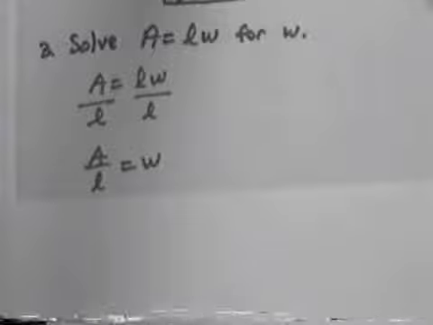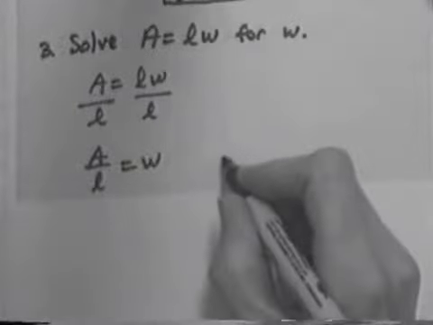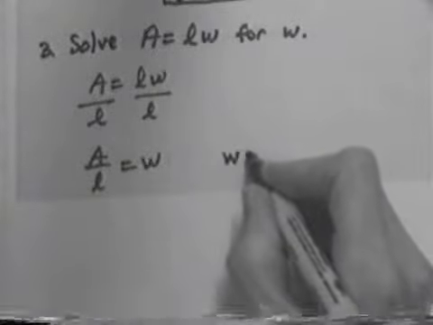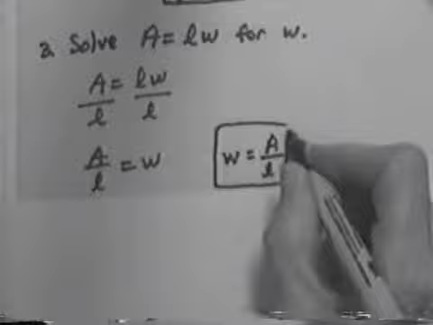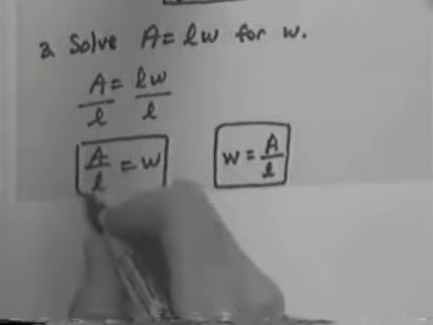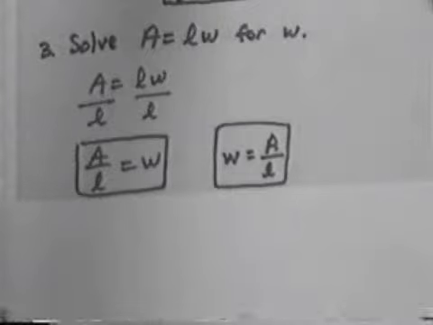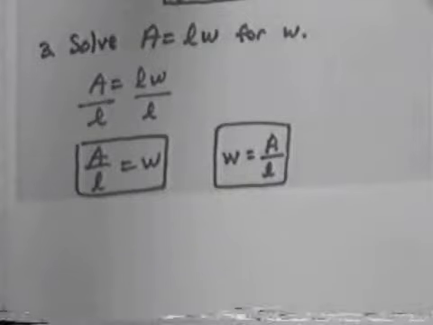We have done what we're told to do, which is solve for W. W is alone on one side of the equation. We might prefer to write it with W on the left-hand side. If so, we'll write W is equal to A over L as our final version. Either of these versions is perfectly correct. The only advantage to the second one is it feels more like the usual form, where we have the letter we're after alone on the left instead of on the right.